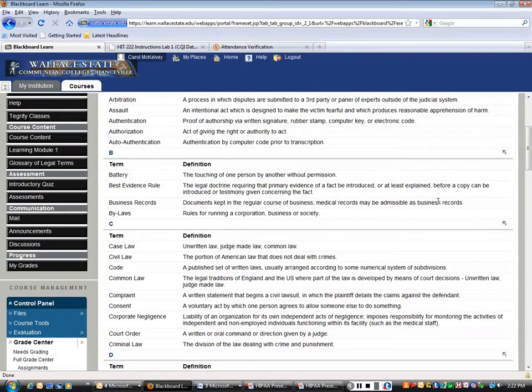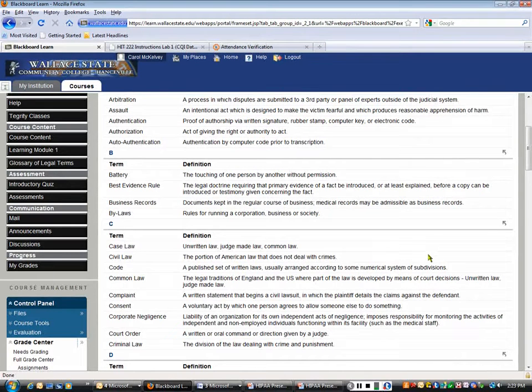Bylaws. Bylaws are rules for running a corporation, business, or society. Usually you hear the term the medical staff bylaws. Those are basically the policies of the medical staff. So these are just the rules. They're the same thing as policies, but many times you'll hear the term bylaws.